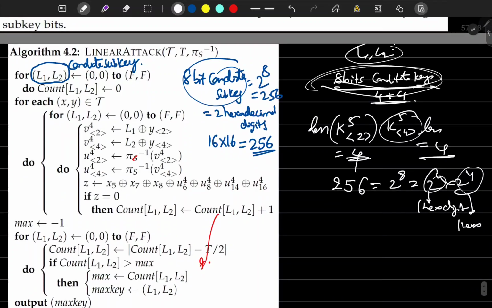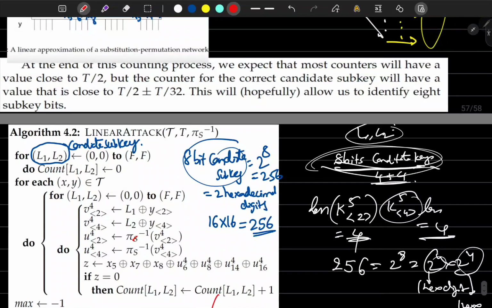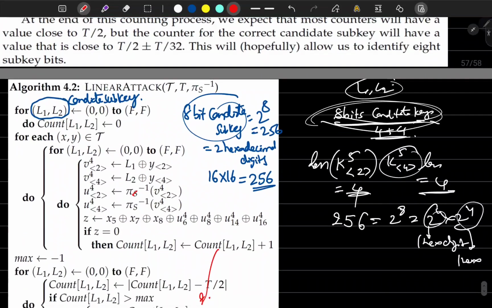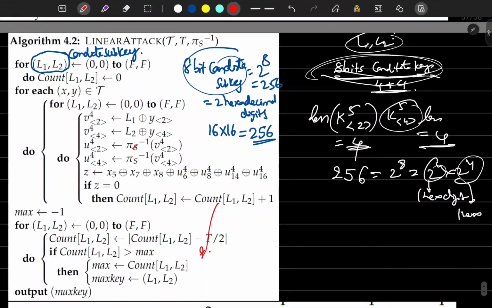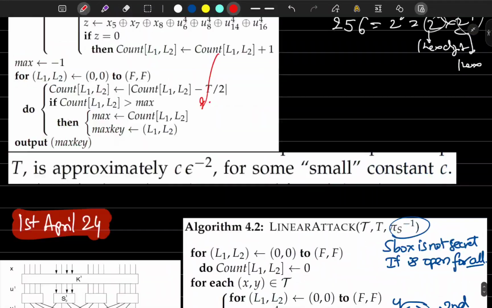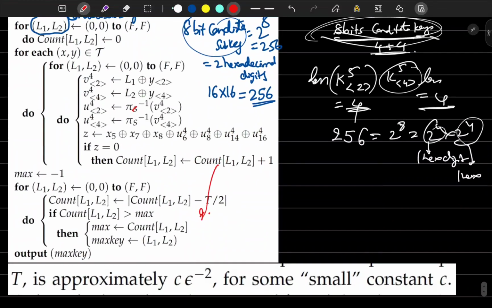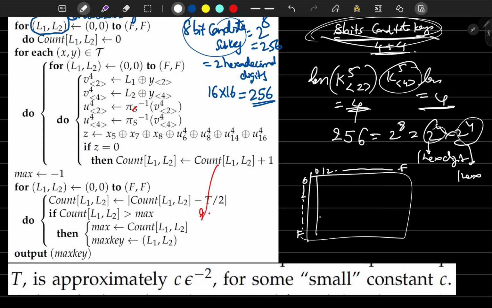Now this algorithm starts like this. We create one count table. The count table looks like this: rows 0 1 2 and so on up to F, and columns 0 1 2 and so on up to F. This is the count table.